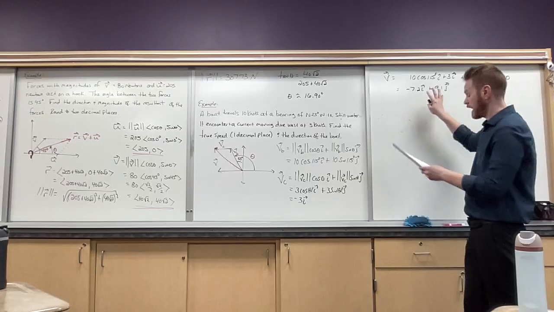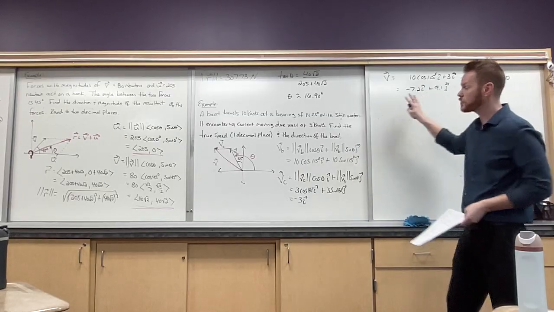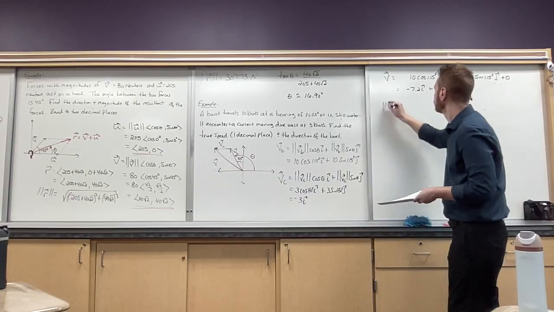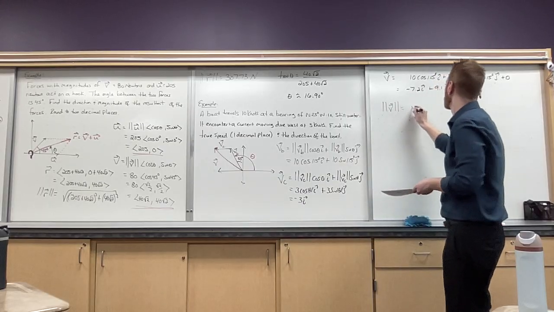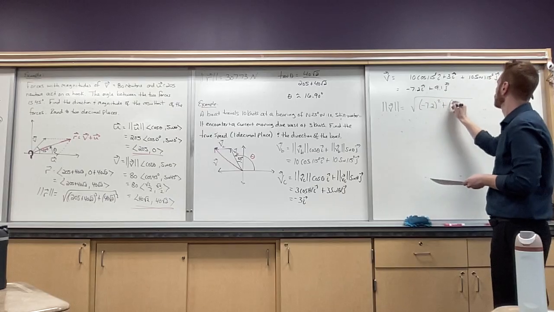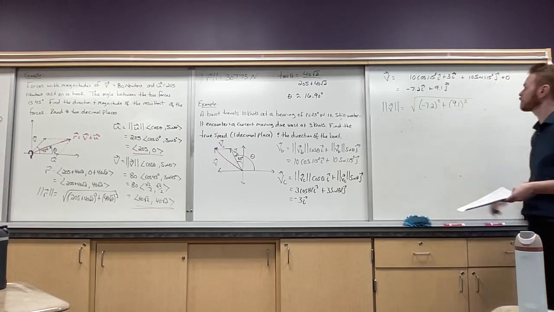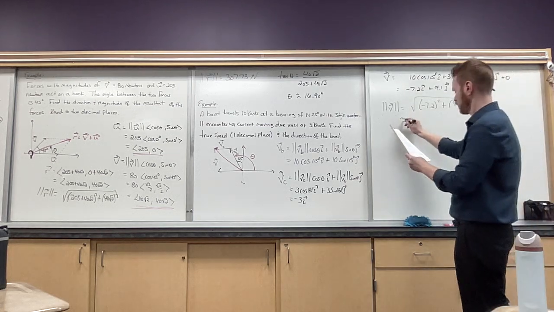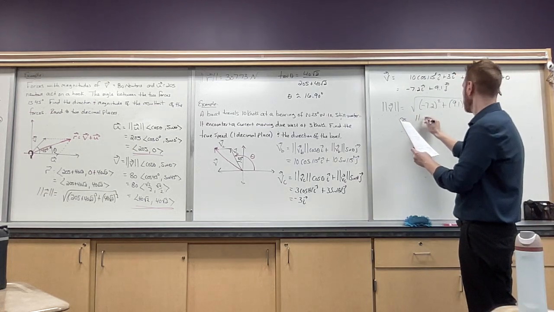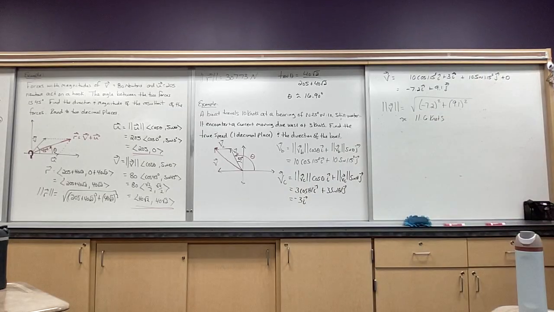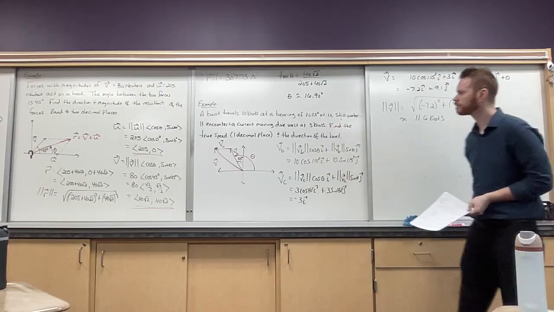So we have this. Now to find the true speed, we've got to find the magnitude of this guy. So let's go ahead and find the magnitude. We're going to take negative 7.2 squared plus 9.1 squared, and we're going to round to 1 decimal place, so we get 11.6 knots for that guy. So that's the true speed of the boat. So that incorporates the current.